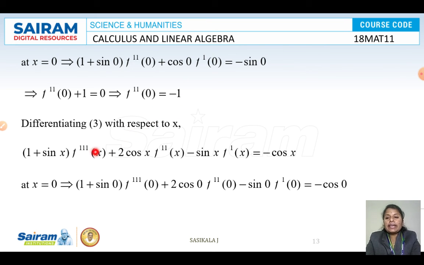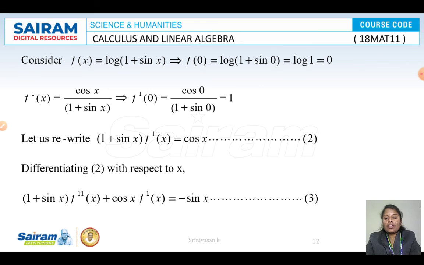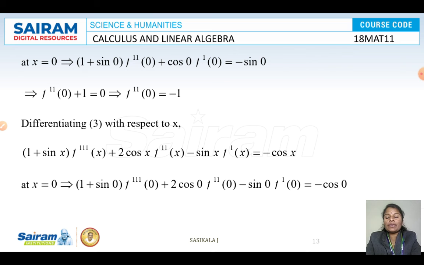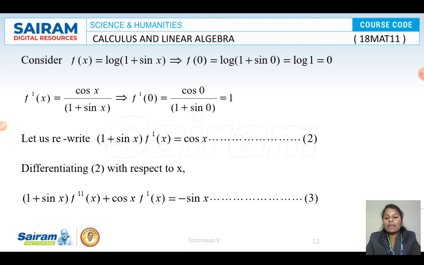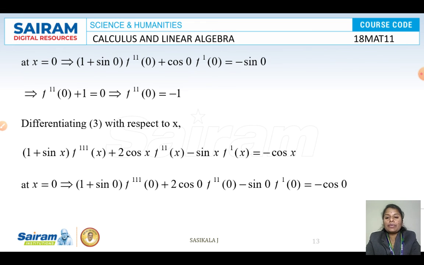Now you can take again the differentiation of that equation which we recently got. Same thing, it's a product rule. You have to use the product rule for the first two terms and then the second two also. So two times you have to use the product rule, it will become four terms. 1 plus sin x into f triple dash of x plus 2 into cos x into f double dash of x and then minus of sin x into f dash of x. When you do this, f double dash of x into this term, sin x will give cos x. So that will become two terms. That's what is written: 2 cos x into f double dash of x and minus sin x into f dash of x is equal to, right side will become minus cos x.